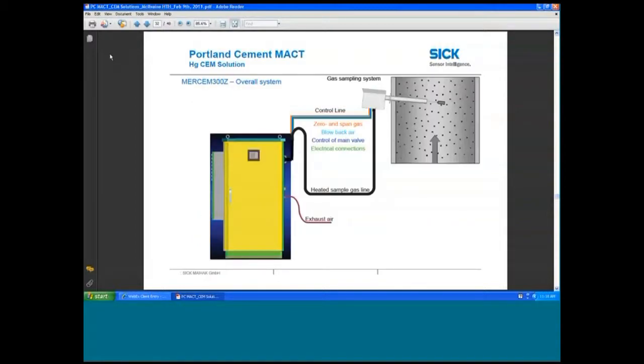So we came up with what we're calling our Merchem 300Z. This is actually a quite new device. It's just off the assembly line, so to say, I guess. And it consists of a pretty basic system: a sample probe, which is a standard sample probe, something we would use on our multi-component IR analyzer, for example, a heated umbilical, and then the cabinet itself. Next slide.